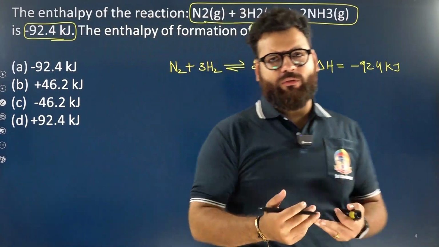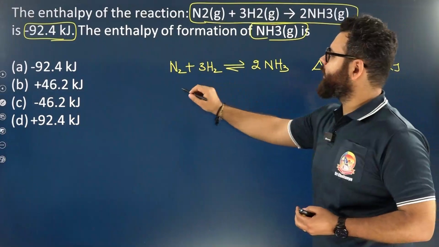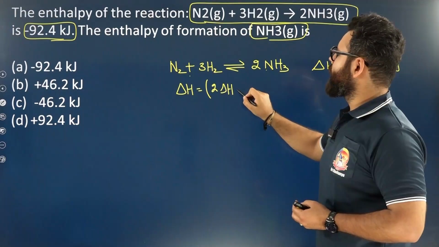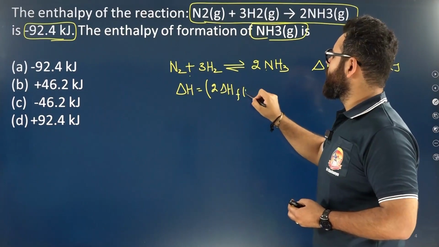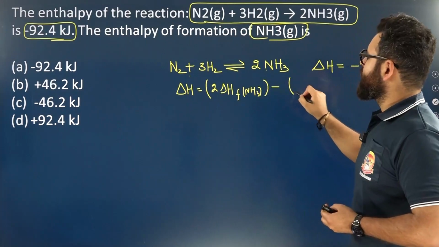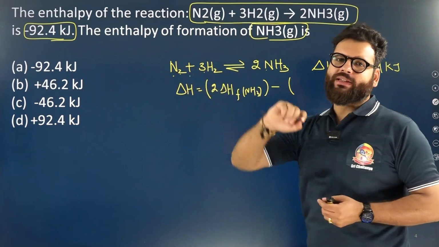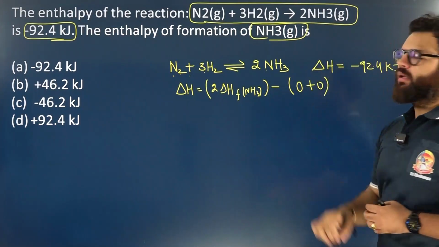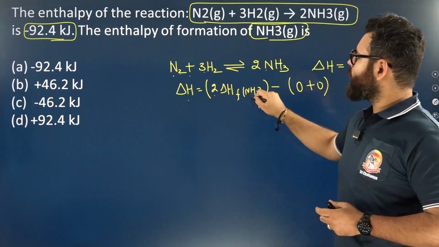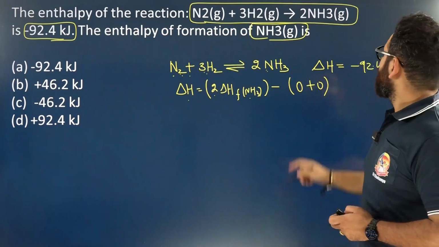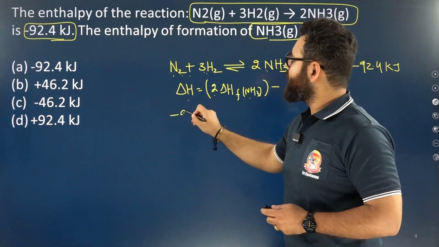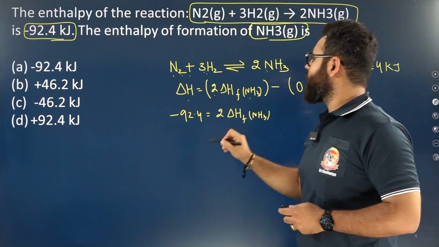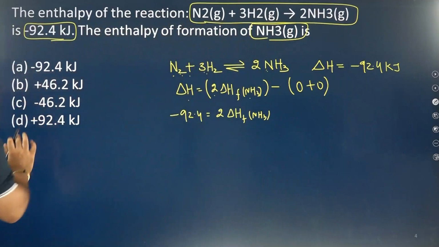Now I will tell you the other way to find it. One way is obviously that delta H of this reaction is product minus reactant. You will say 2 times delta H of ammonia formation minus this and this; both are stable states, so I'll take them as 0 and 0. So delta H of this reaction is 2 times formation of ammonia minus 0 minus 0. So minus 92.4 is 2 times the formation enthalpy of ammonia. From here ammonia comes to minus 46.2.